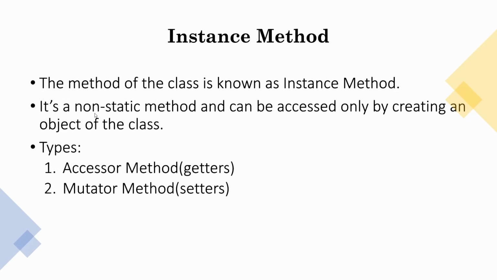Instance method. Now the method of the class is known as instance method. It's a non-static method that can be accessed only by creating an object. In this there are two types, accessor method and mutator method. Accessor methods are basically getters, if you want to get the value for a variable.